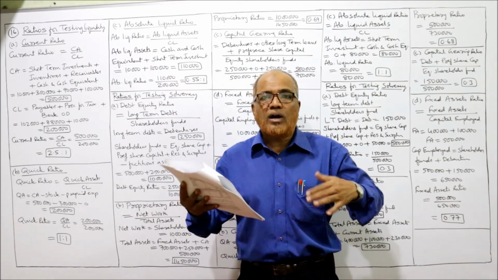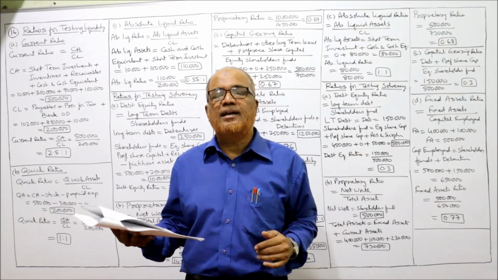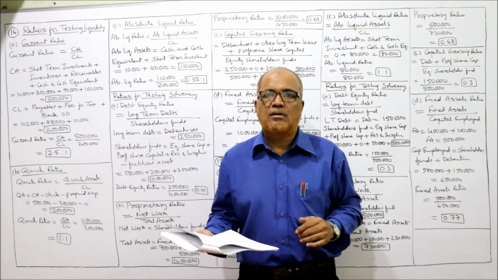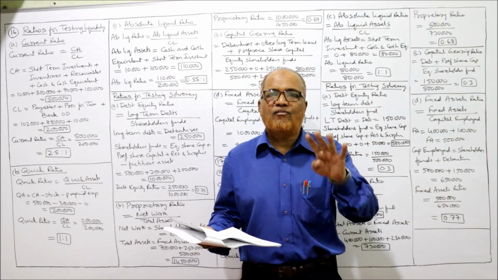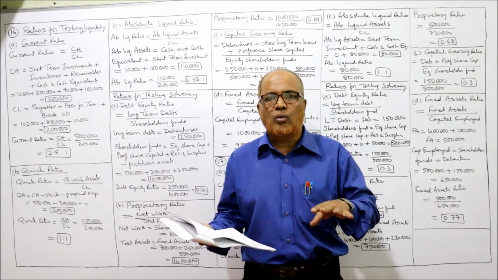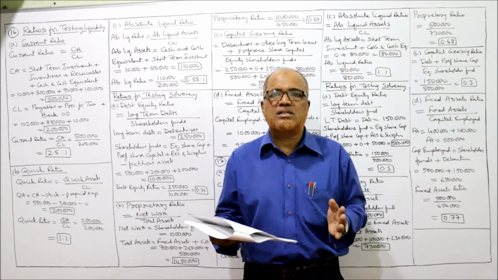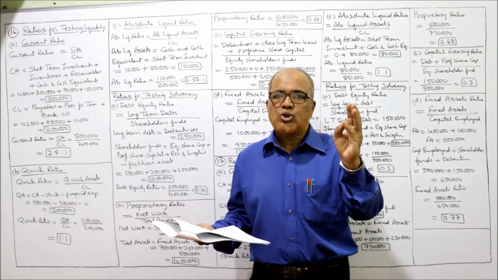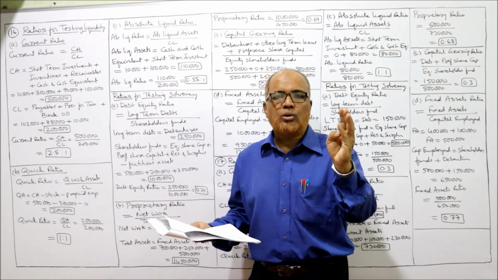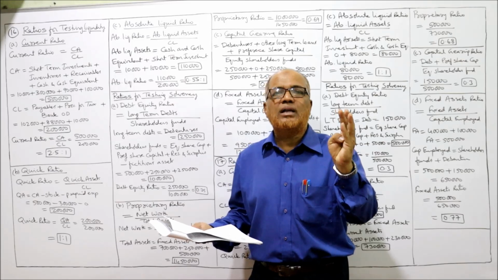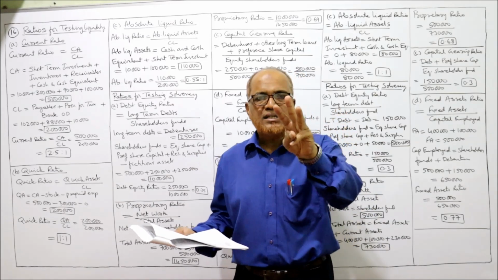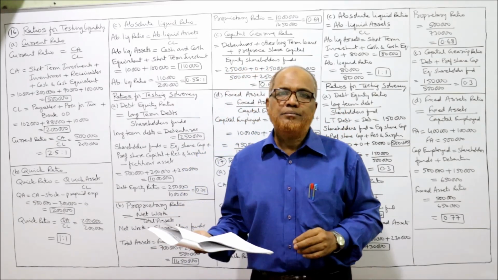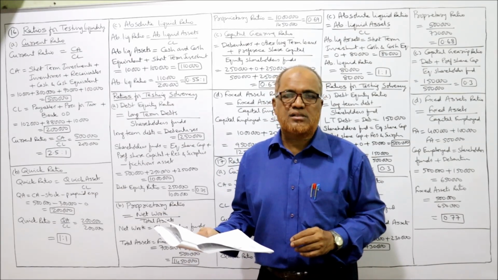Now what are the ratios which indicate the liquidity of the business? Liquidity ratios. There are 4 liquidity ratios, but out of 4, 3 are important because for the last ratio, the data will not be given. The current ratio, the quick ratio and the absolute liquid ratio. These 3 ratios will indicate the liquidity of the business.